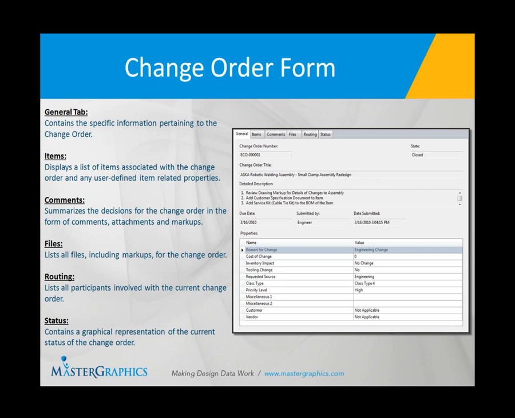The files area is going to be all the related files. So if I bring a part into the items tab, the related files would be the drawings, and could also be any specifications or any other information that's related to that particular file.